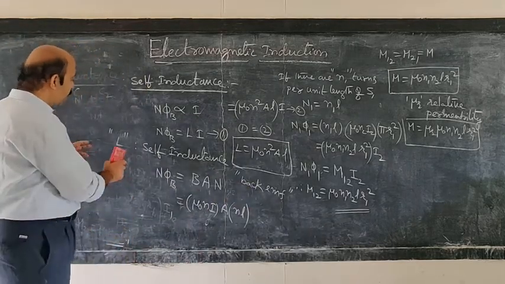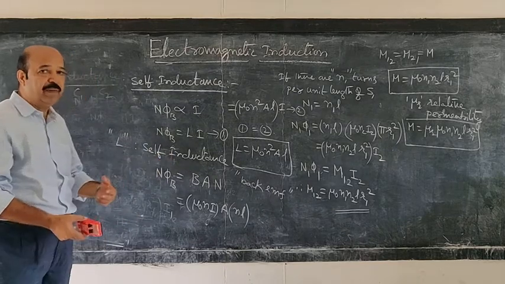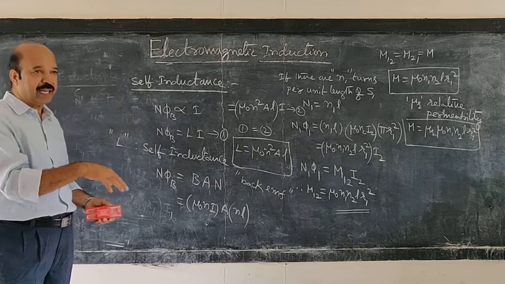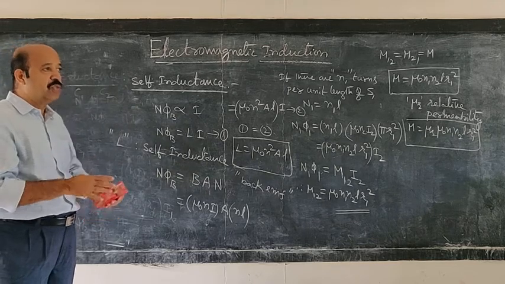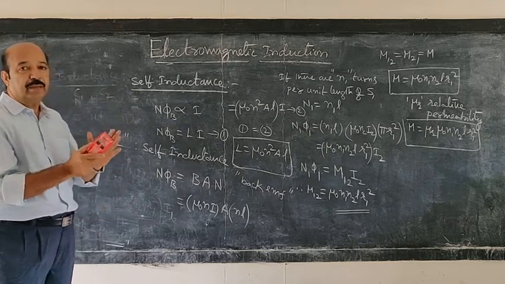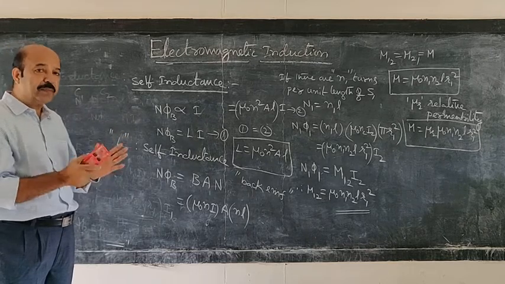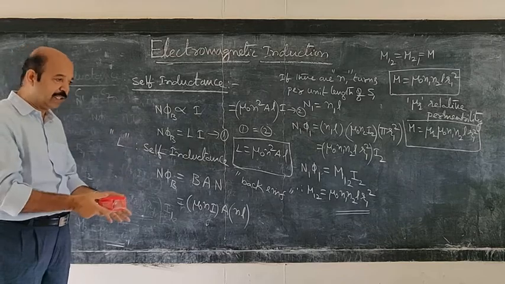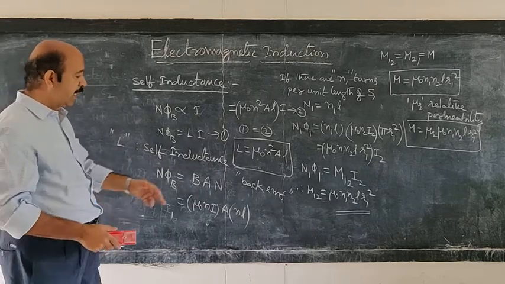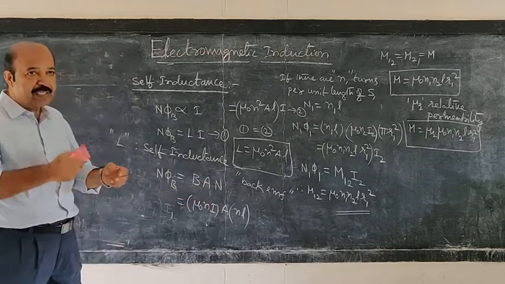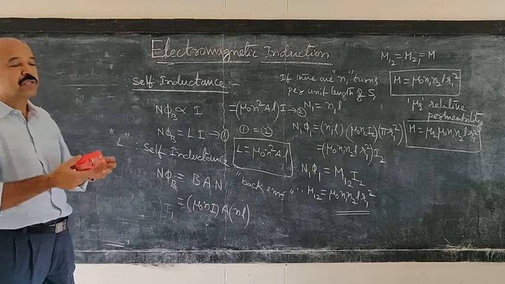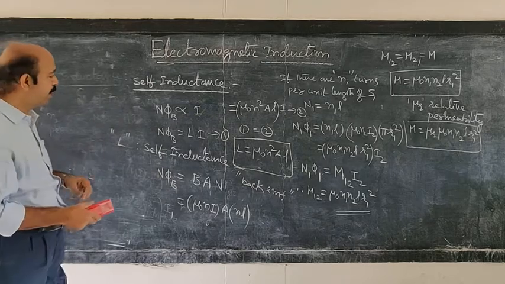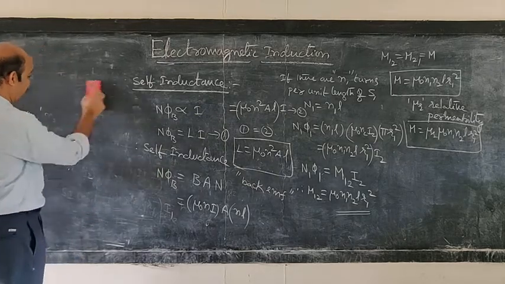Now, because of this back EMF, to increase the current in a coil, some work has to be done. That work done is stored as magnetic energy in the coil, something like potential energy. So the work done against the back EMF to increase the current in a coil is stored as magnetic energy. Let us derive the formula for this magnetic energy.